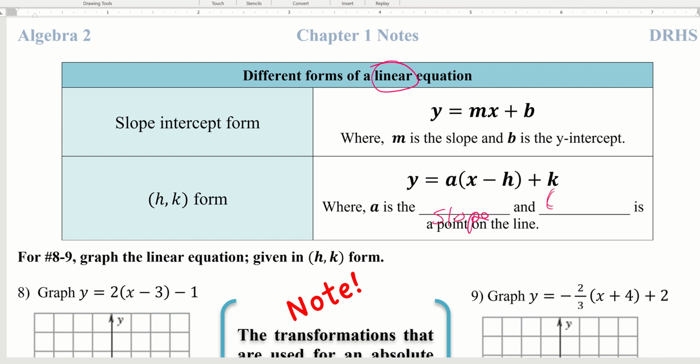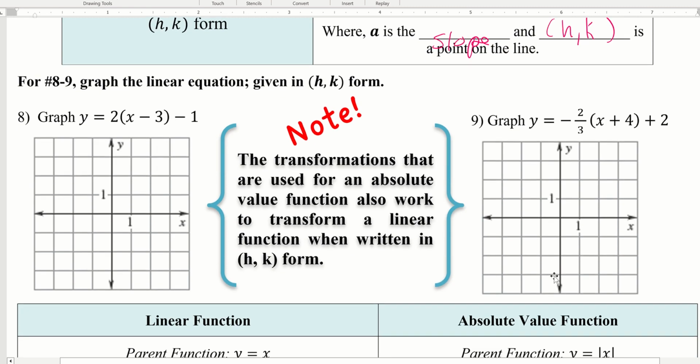And here, sorry, I don't know why it's jumping around. HK is a point on the line. Okay, so for a line, HK is a point on the line. For the absolute value, HK is our vertex. Cool. So as you're going through this, be super aware of, do you have parentheses or do you have those bars?